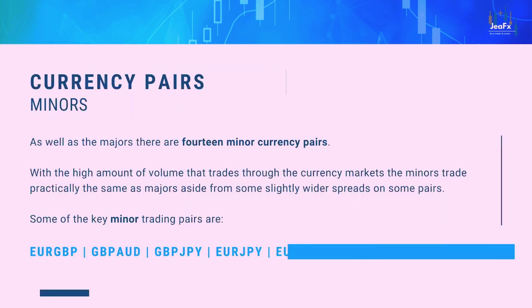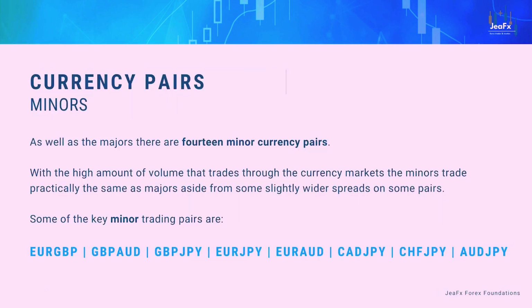Now minors are also pretty much fine to trade. There are 14 of these minors, and we have some of the key minor trading pairs listed there at the bottom. So minors and majors are all we really want to trade. We do have exotics as well, but we don't really need to dive into those because generally the pricing is worse, the spreads are worse, and they are not so easy to keep up with.